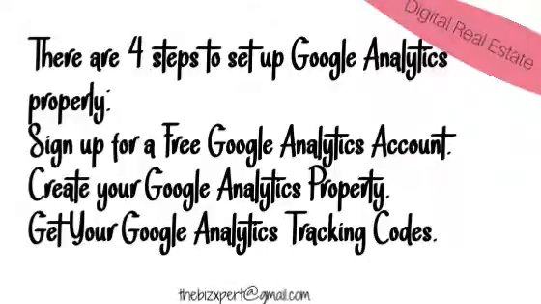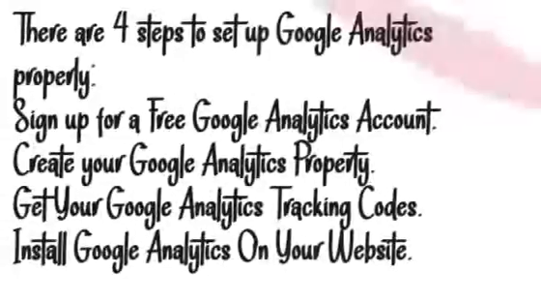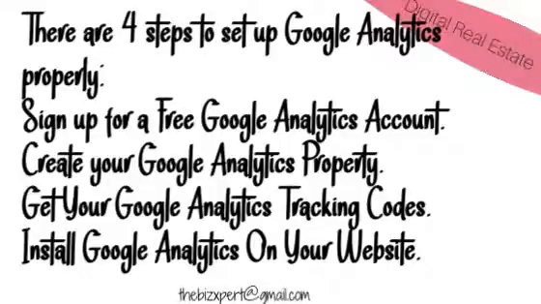The next step in setting up a Google Analytics property is get your Google Analytics tracking code. A tracking code is an identifier that allows Google to collect data from your blog once it's inserted into your website. The next step would be to install Google Analytics on your website.